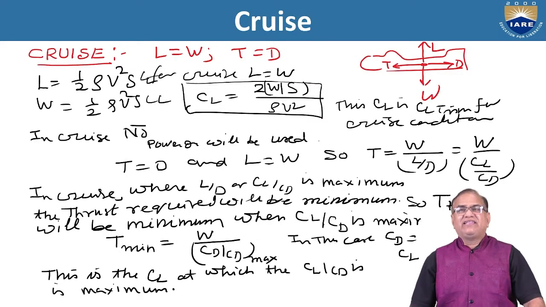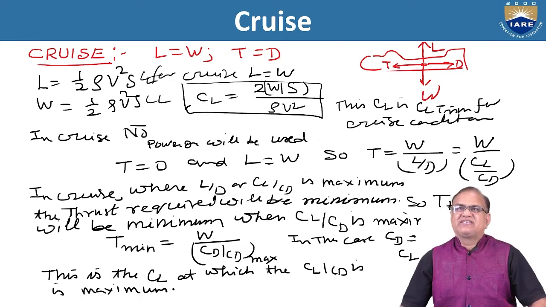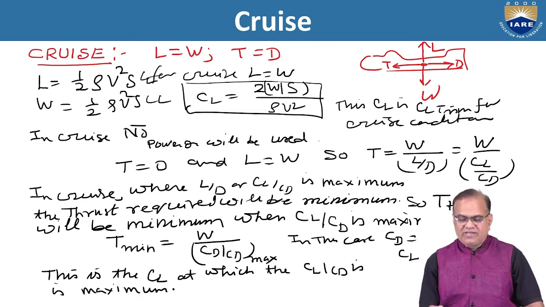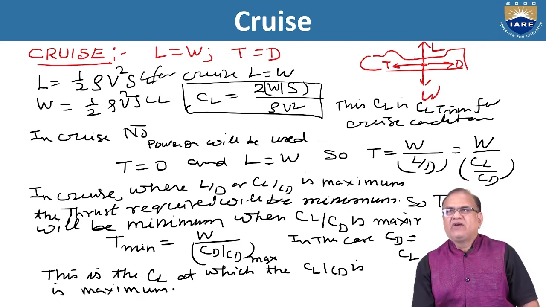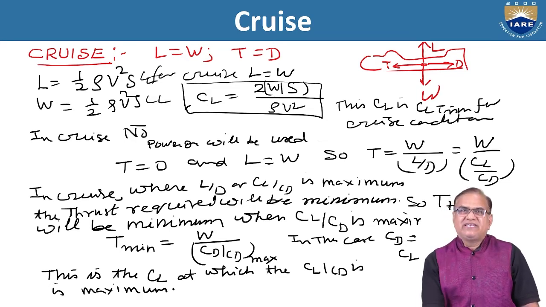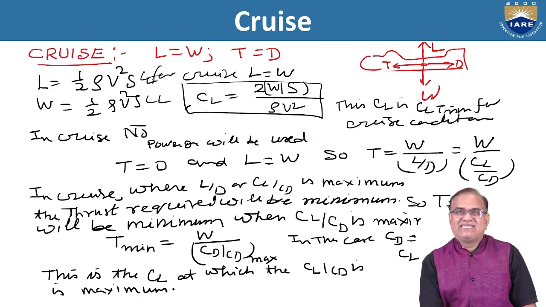Okay, here I will revisit the previous classes, and in this we have seen the effect of the cruise of the aircraft. Once we talk about the cruise, it means the lift is equal to weight and thrust is equal to drag. In this diagram we can see the equilibrium in which lift is equal to weight and thrust is equal to drag. You know that lift is equal to half rho V square S CL, and for the cruise we write L is equal to W.